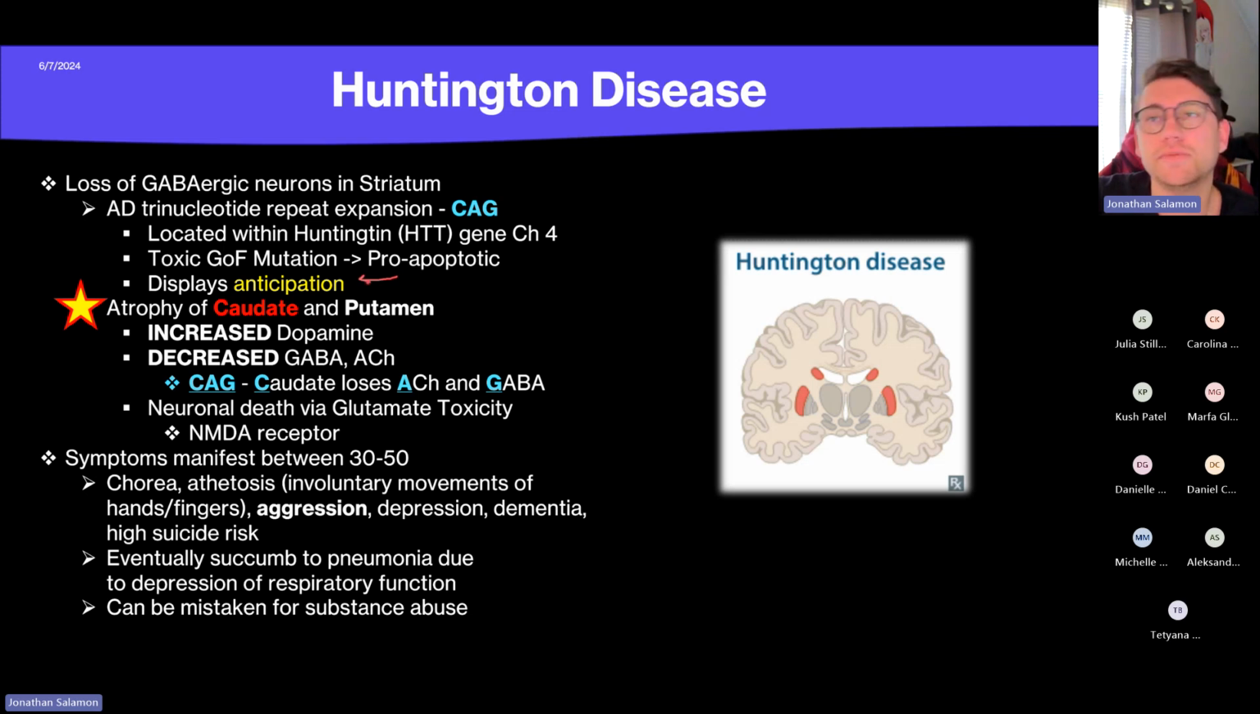Anticipation. Know what anticipation is. I accumulate CAG repeats and then I pass them all on to my kid, and now my kid accumulates more CAG repeats and passes them on to his kid. With each generation, it gets worse and worse, which is why a lot of times in these questions, you will see a stem that describes Huntington-like symptoms in the dad at like 50 years old, and then the son will be presenting in his mid to late 20s with the same symptoms or worse symptoms, right?